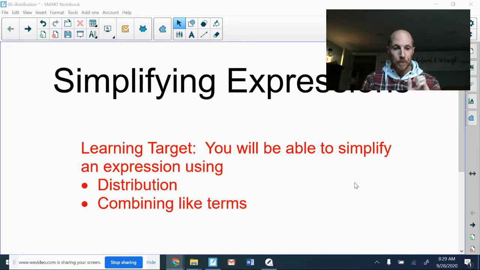So that's the new thing we'll look at, and also combining like terms, which is not really new because we looked at that last time. But both of those two things are going to show up today, and distribution is a new idea.